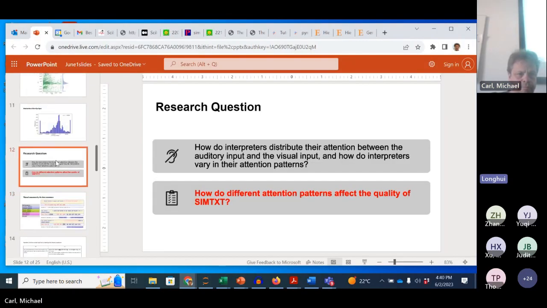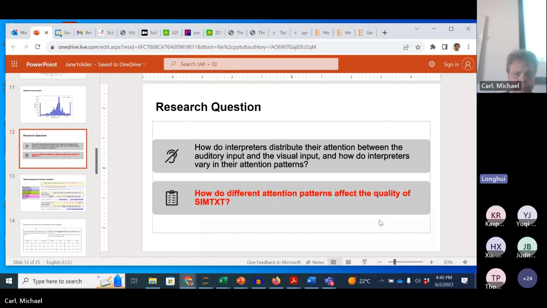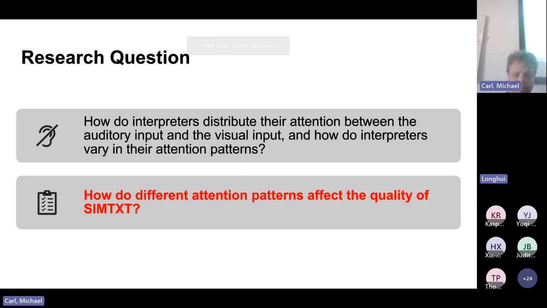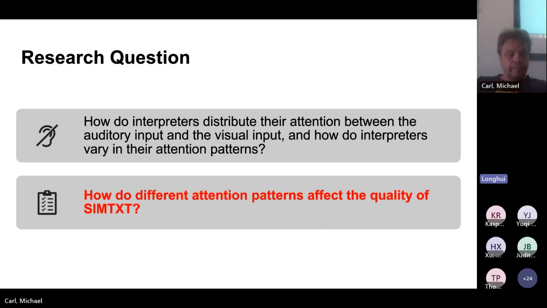Yesterday, someone also asked, do we have any quality assessment of our data set, or do we assess the interpreter's performance for our study? Yes, we did. So here is our second research question. After we talked about the visual input and audio input and how the interpreter's attention patterns differ among individual idiosyncrasies, today we want to go one step further and talk about how different attention patterns affect the quality of simultaneous interpreting with text.